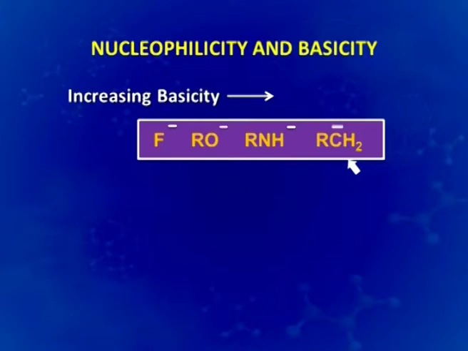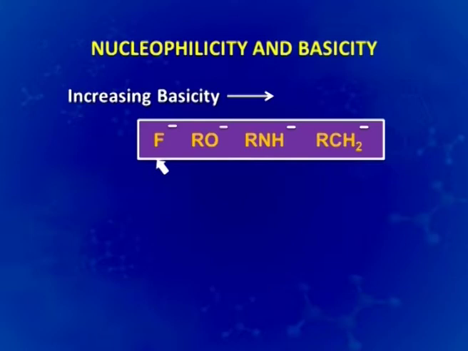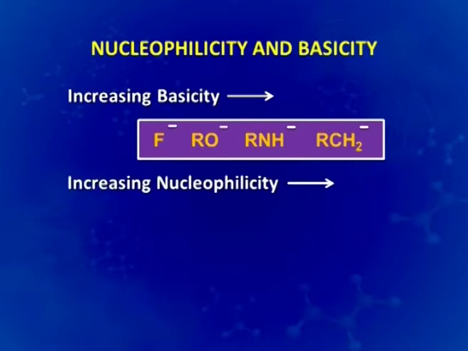Whereas the nucleophilicity has the reverse order. That is, RCH2 minus being the most nucleophilic, and then amine, then RO minus, and fluoride ion has the minimum nucleophilicity. The reason being the same as what we have seen in the previous slides, that is the ability to accept the proton in case of fluoride is the maximum, and then of course it is the minimum in case of carbon ion.